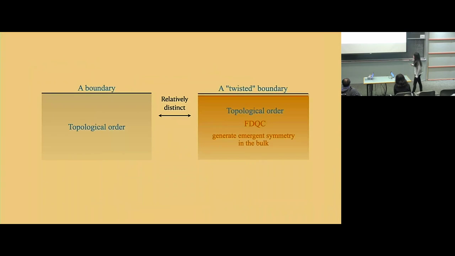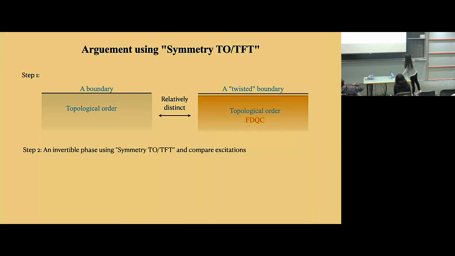So the message is that if we have a finite depth circuit that generates an emergent symmetry in the bulk, it will twist the boundary, and these two boundary conditions related by this finite depth circuit can only be relatively distinct. And now we can use this knowledge to construct invertible phases using this so-called sandwich construction.